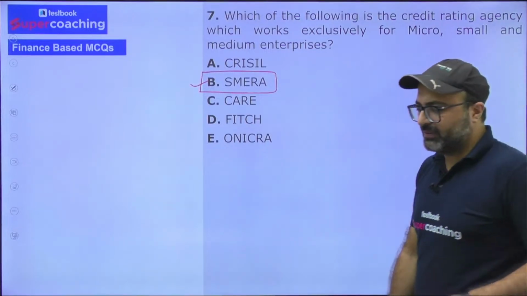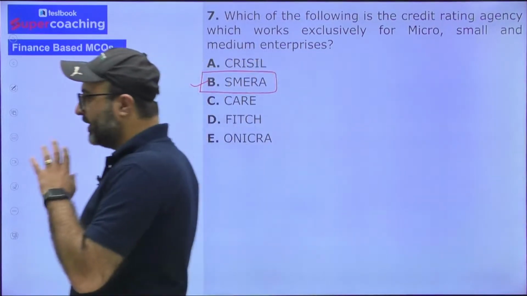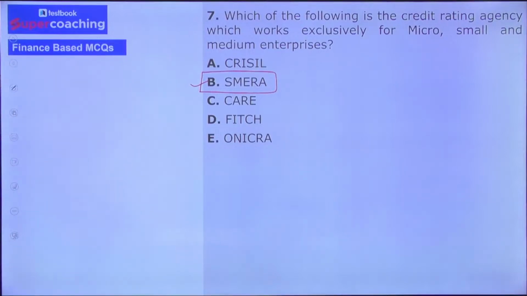Is it clear, everyone? Is it clear till this point? If it is clear, just give me a yes sir. Do give me a yes sir in the comment section. So next time if someone asks you about SMERA, you should be in a position to answer all these questions. SMERA was set up by which organizations?